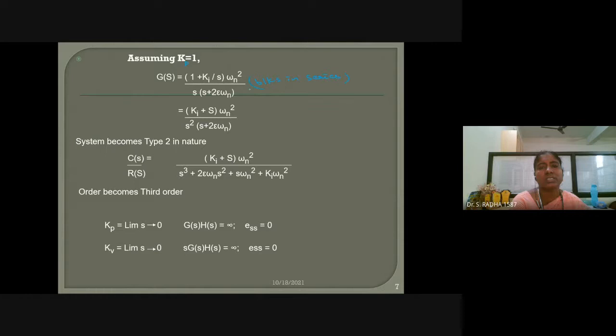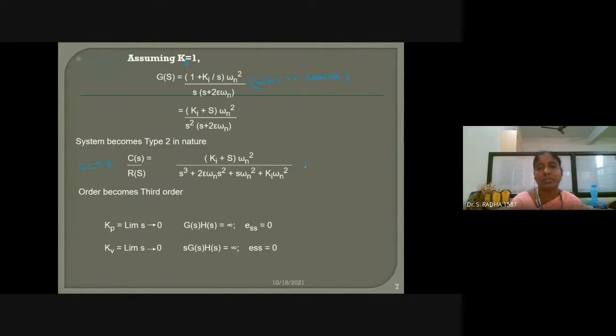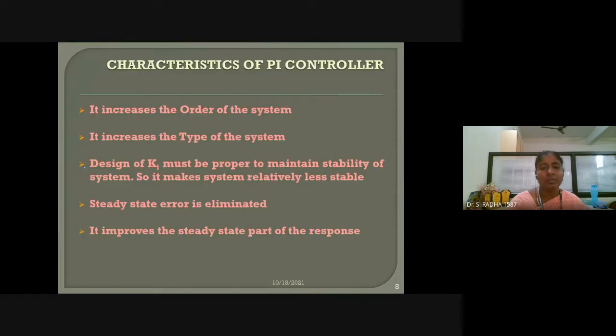Now we go with the closed loop transfer function. In the previous diagram, H of S equal to 1. So the closed loop transfer function is G of S by 1 plus G of S H of S, with H of S equal to 1. This is the overall closed loop transfer function with the PI controller. Other things are just additional.